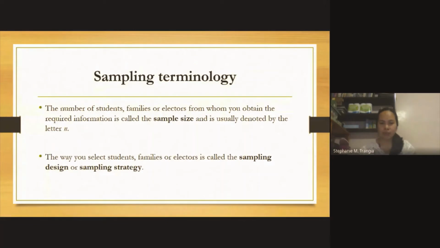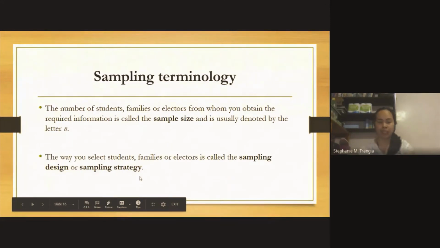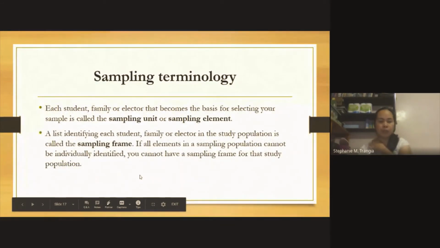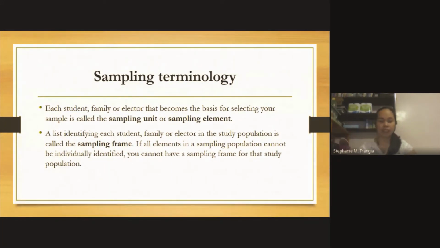The way you select students, families, or electors is called the sampling design or sampling strategy, which will be discussed later. Each student, family, or elector that becomes the basis for selecting your sample is called the sampling unit or sampling element. Next is the sampling frame. This is the list identifying each student, family, or elector in the study population. If all elements in a sampling population cannot be individually identified, you cannot have a sampling frame for that study population. You can only call it a frame when it is already a complete list.